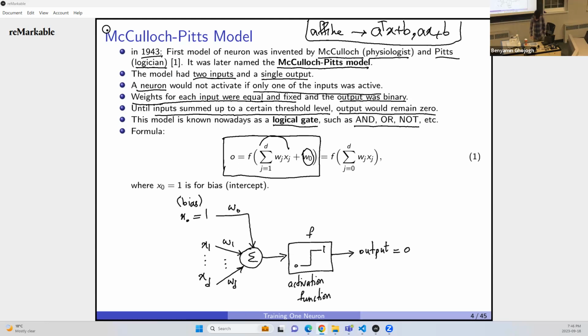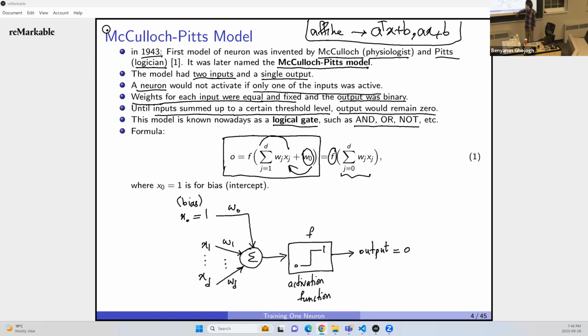We can absorb this w0 inside this summation. How? If we assume we have x0 and we set it to 1, or you set it to some constant, because if you set it to 2, then w0 will be learned to be w0 over 2 to cancel that 2. Doesn't matter. So you have the summation, now starting from 0, j from 0 to d of wj xj. Then what is this f? We call it the activation function. So we sum them and then we feed that to a function called the activation function. The activation function in the McCulloch-Pitts model is a binary function.